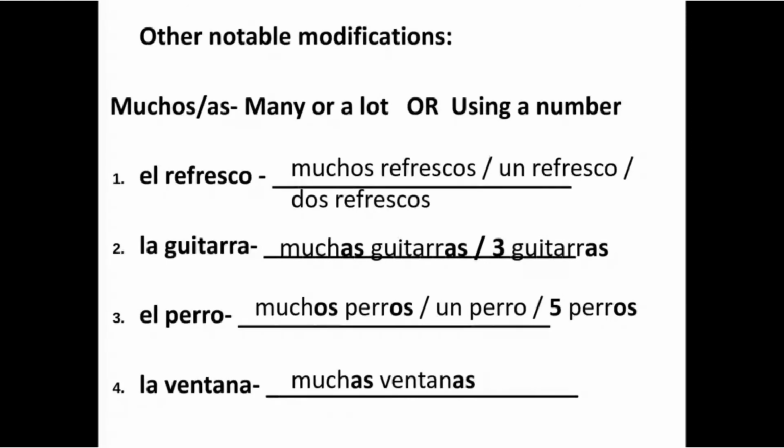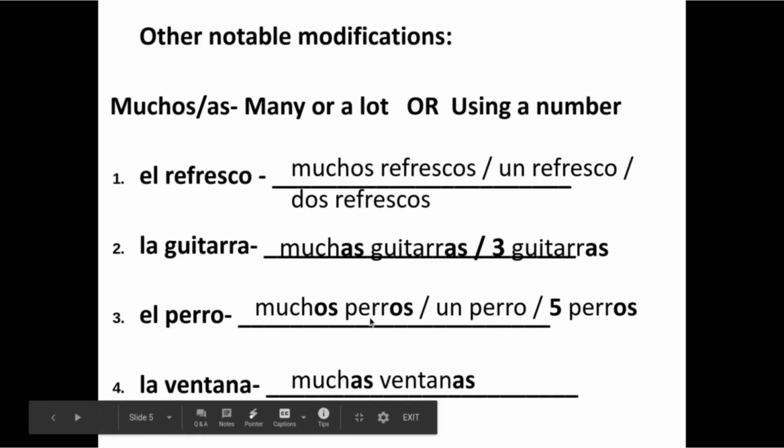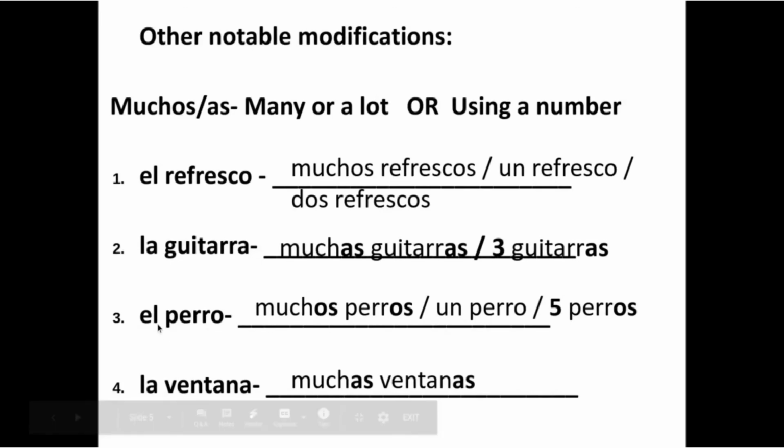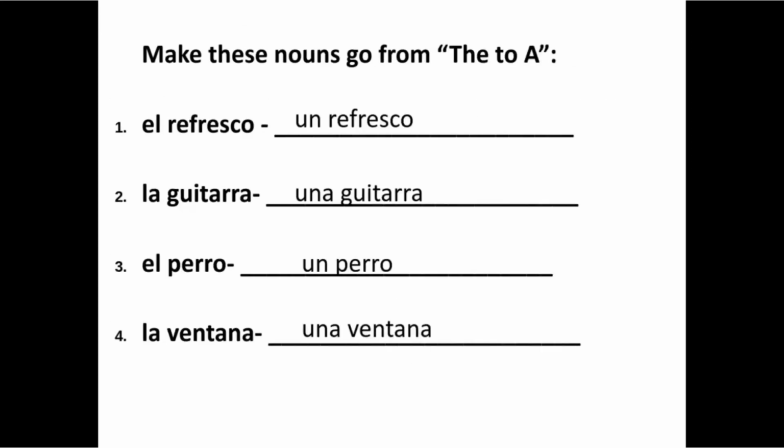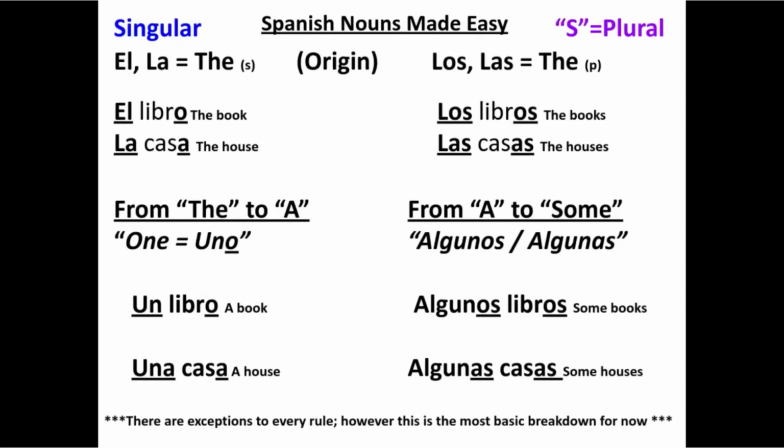Remember, it means one. El perro, muchos perros. Just like it was el perro, los perros, un perro, algunos perros, muchos perros. Now we have cinco perros, un perro, one dog. And then finally, la ventana, muchas ventanas, many windows. So this, everybody, goes all the way back to this very simple form.